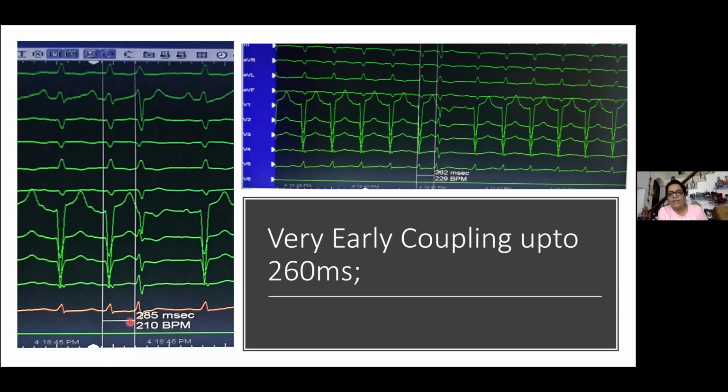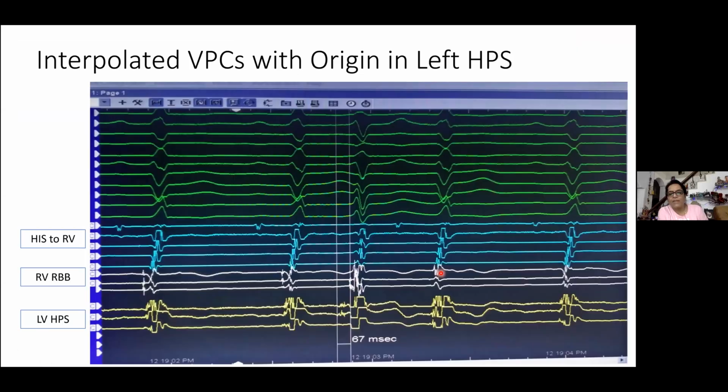Many times what we were getting here was an interpolated VPC. Like this is an interpolated VPC. So once you start getting interpolated VPCs, you know that you are entering a dangerous zone. So we put a catheter on the right side, on the left side.